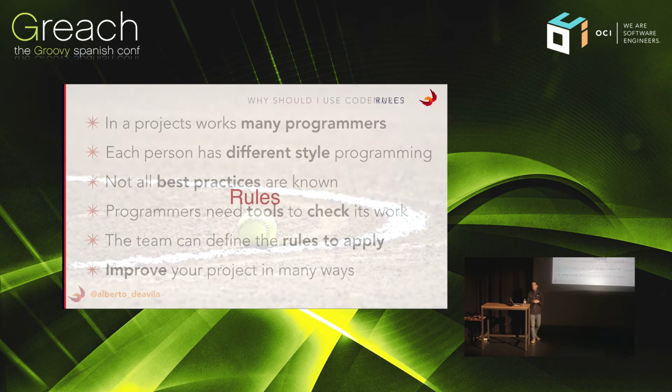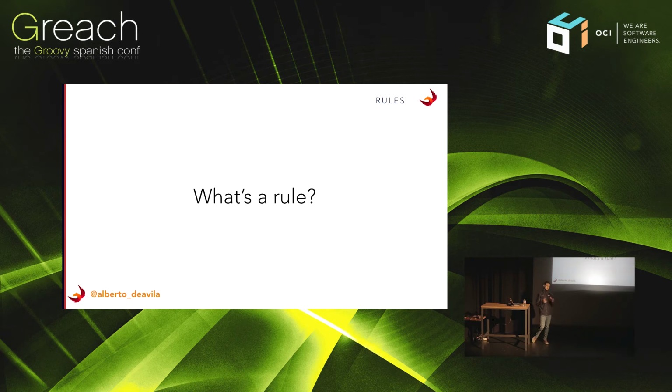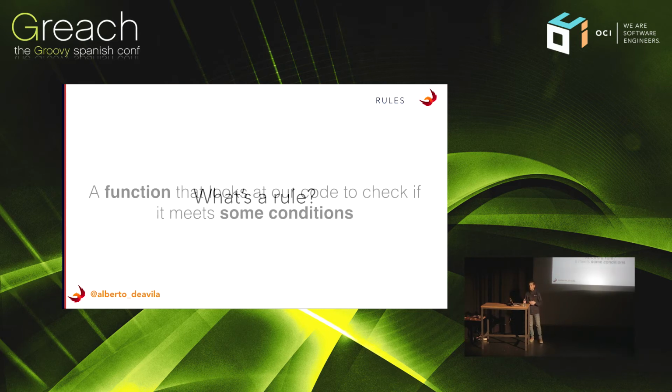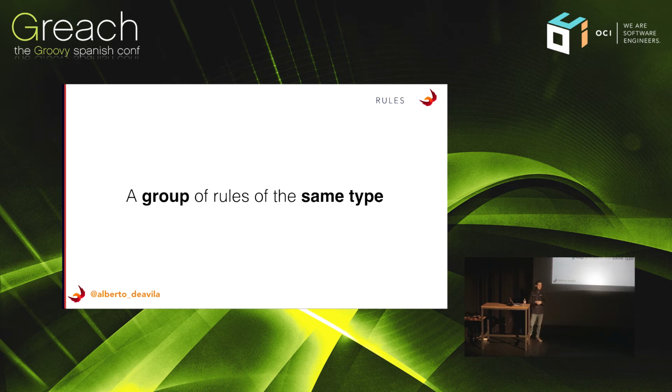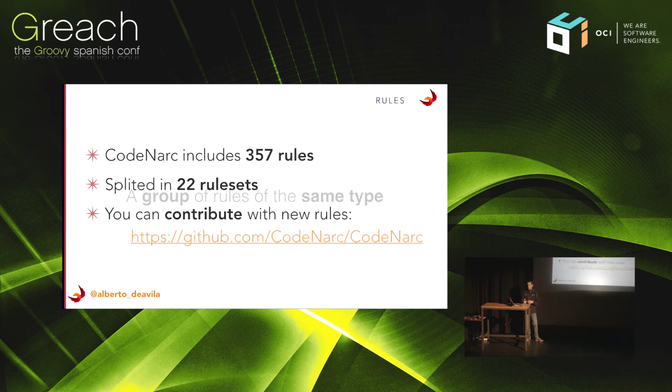So let's start speaking about the rules. And what's a rule? A rule, in my own words, is a function that looks at our code to check if it meets some conditions. And what does this mean? That our code is scanned in search of bad practices, errors, and other things. And what's a rule set? A rule set is a group of rules of the same type. Following, we will see the different rule sets that Codenarc has. Codenarc includes more than 350 rules, split in 22 rule sets, but you can contribute new ones in the repo on GitHub.